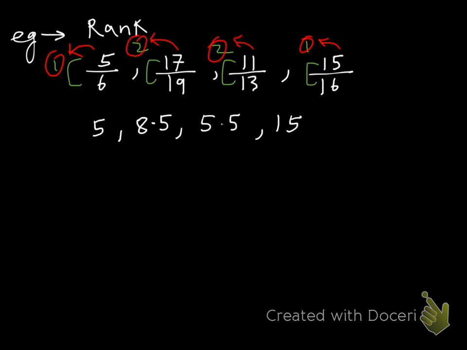So the ranking is pretty straightforward. 15 gets rank 1, 8.5 rank 2, 5.5 gets rank 3, and 5 gets rank 4. So we've ranked the ratios again.